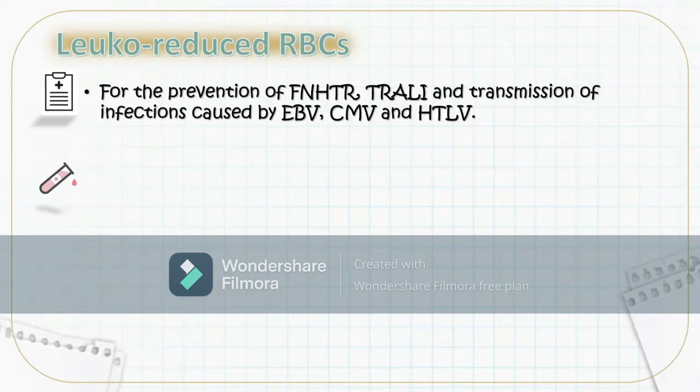Now, in the case of the adverse reactions FNHTR and TRALI, they are actually caused by the presence of biological response mediators which are released by WBCs that have been lysed during the storage period. These biological response mediators will include cytokines such as your interleukin-1, interleukin-6, and your tumor necrosis factor, and also fragments of your complement proteins, which are all capable of stimulating a febrile reaction.